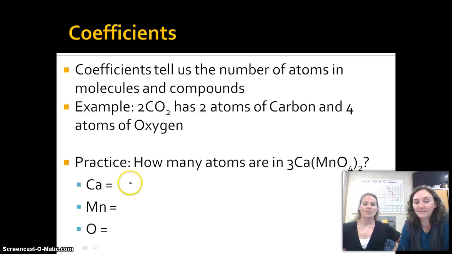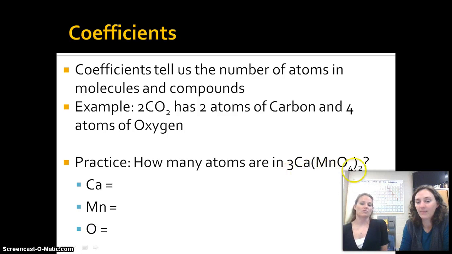All right, so with our calcium permanganate, we're going to multiply that 3 through the calcium. It's going to factor through the Mn, and it's going to factor through the O. But we also have that little 2 on the outside of the permanganate part.